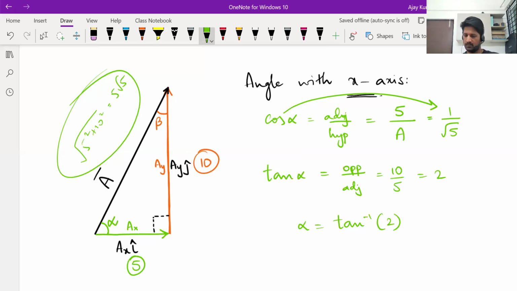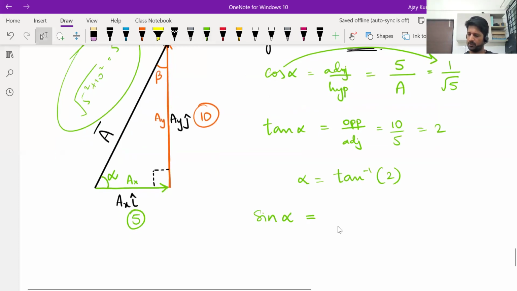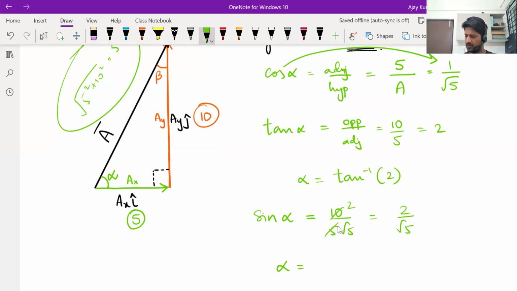You can even tell sine. Vanilla, can you tell sine alpha from the diagram? 10 by root 5, sir. Opposite by hypotenuse. 10 divided by 5 root 5. 2 times, it becomes 2 by root 5. So you can write the same angle alpha as sine inverse of 2 by root 5 also.